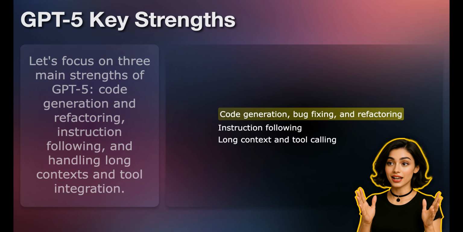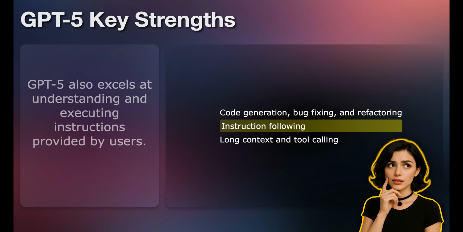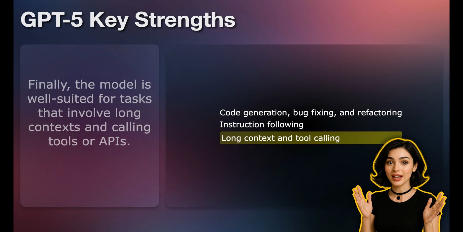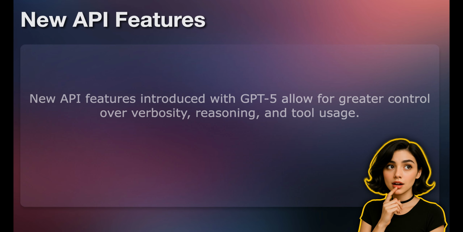Let's focus on three main strengths of GPT-5: code generation and refactoring, instruction following, and handling long contexts and tool integration. GPT-5 also excels at understanding and executing instructions provided by users. Finally, the model is well suited for tasks that involve long contexts and calling tools or APIs. New API features introduced with GPT-5 allow for greater control over verbosity, reasoning, and tool usage.